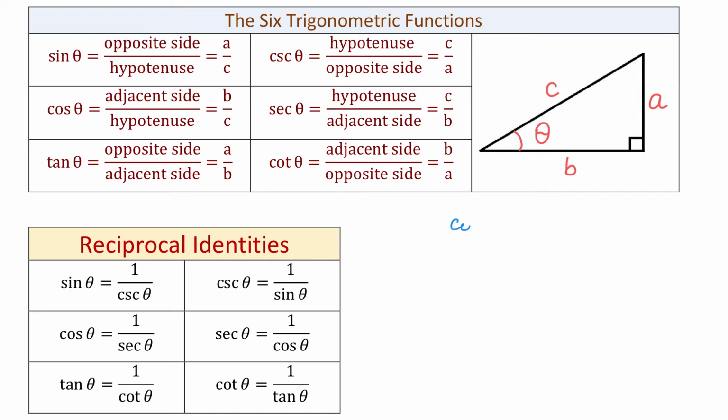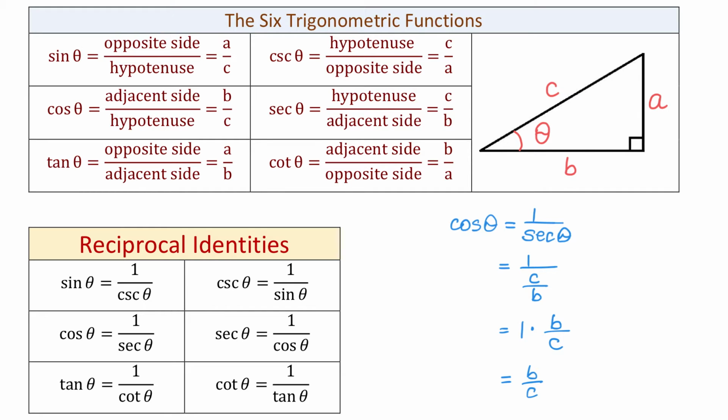Let's write cosine of theta equals 1 over secant of theta. And let's replace secant of theta with C over B. This is equal to 1 multiplied by B over C, which equals B over C. So in the table above, cosine of theta is B over C, and if we replace cosine of theta with 1 over secant of theta, we still get B over C.